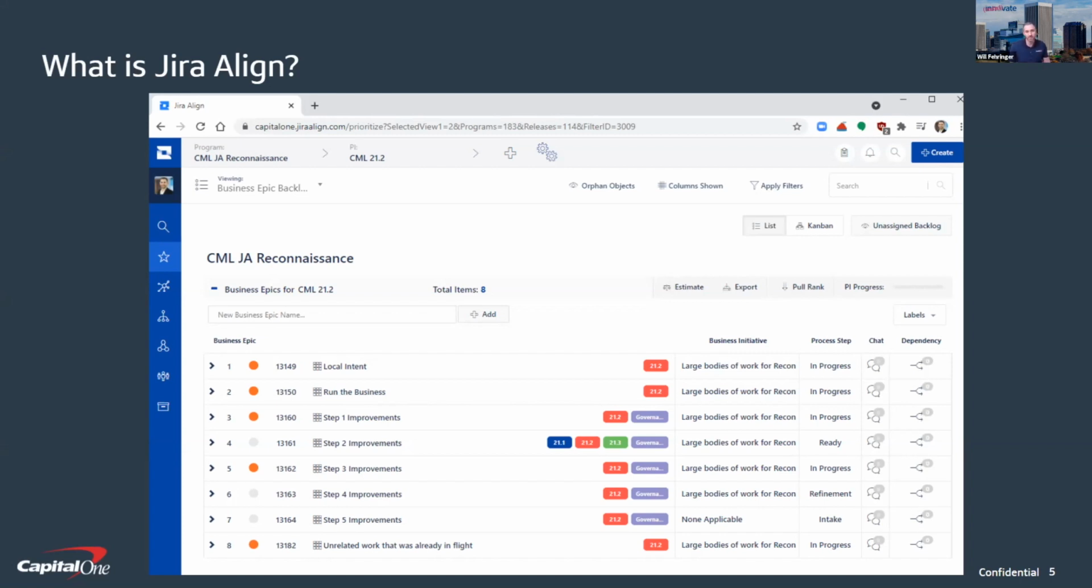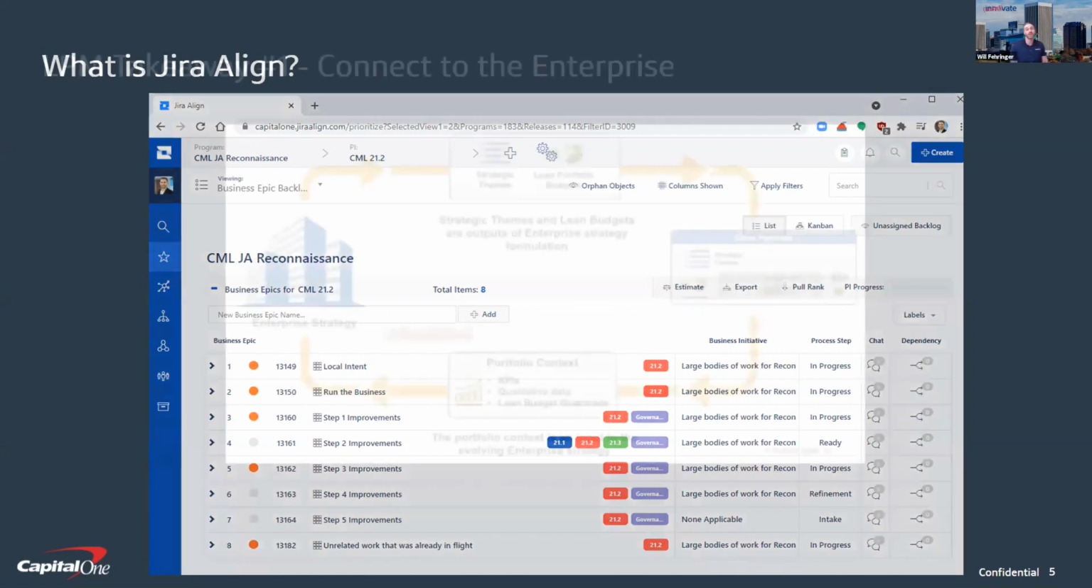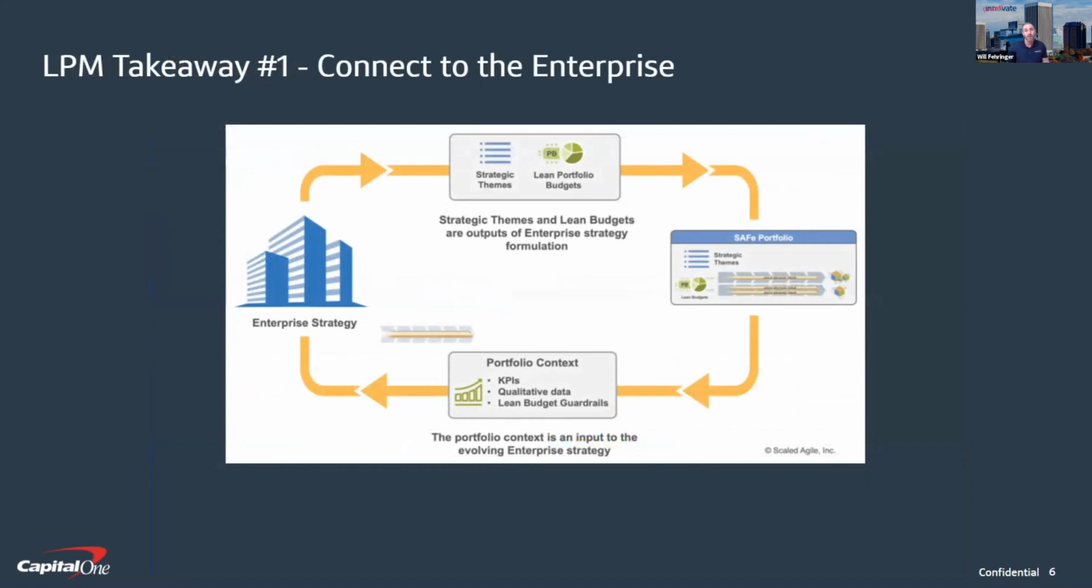Now that we've got the context of this portfolio, let's move into our first takeaway, which is connect to the enterprise. SAFe talks about a bi-directional relationship between our enterprise strategy and the portfolio itself. This first direction, coming from the enterprise to the portfolio, is probably pretty obvious, right? The parent company is going to be giving direction to the portfolio about the overall strategy of the company. You can see some specific tactical things that SAFe recommends the enterprise deliver to the portfolio to give them guidance as to where the company is going as a whole.